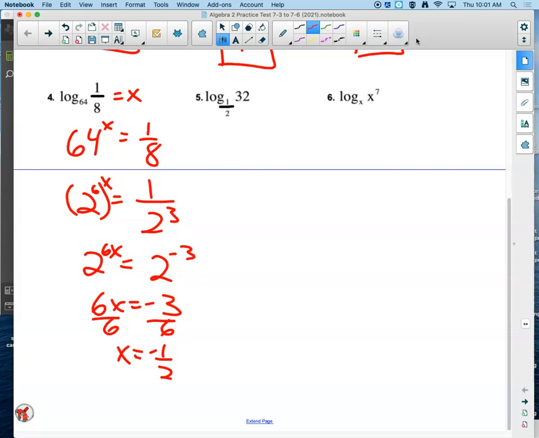Now, if you could have figured that out without going through all this equating the base stuff, that's fine, as long as you can show me how you got it. It can't be a guess and check thing. You have to think your way through it algebraically. Alrighty, let's try this one.